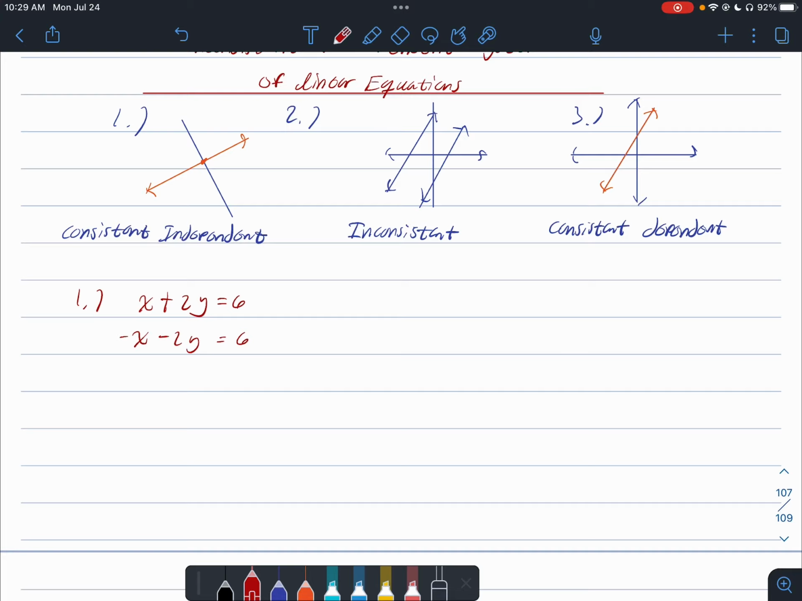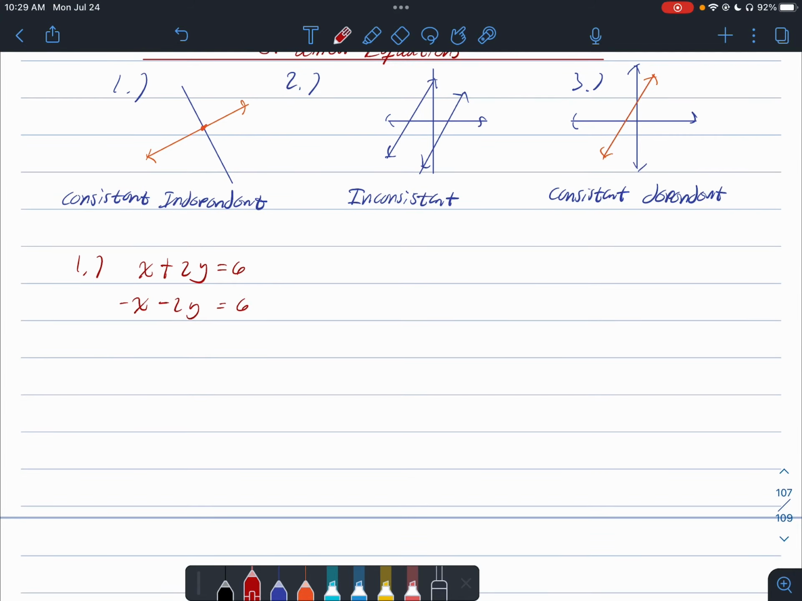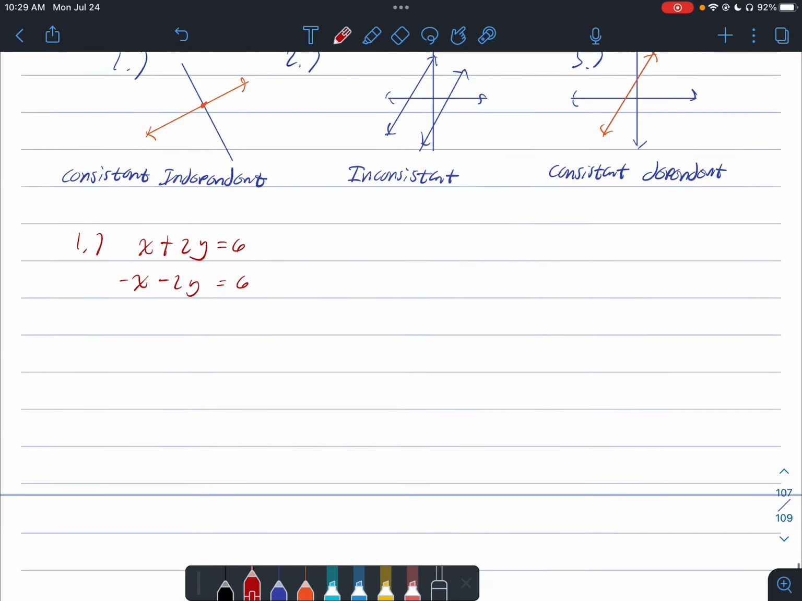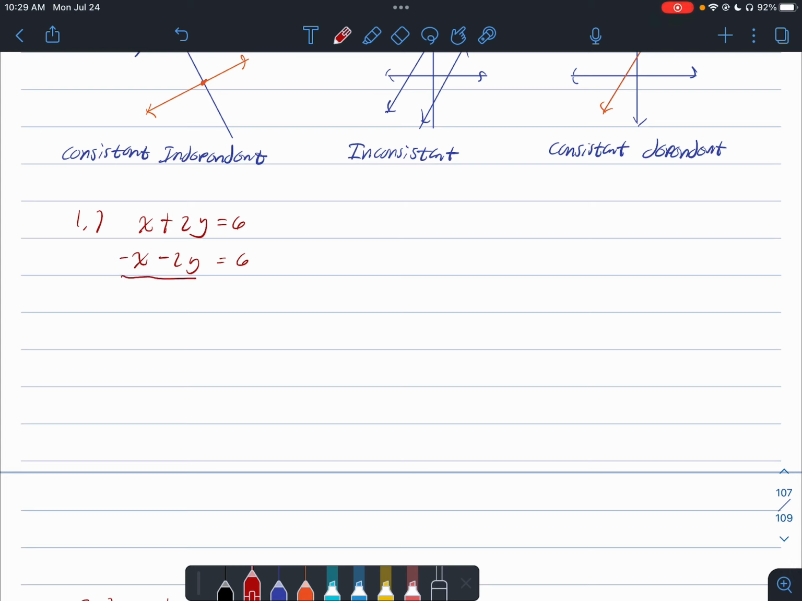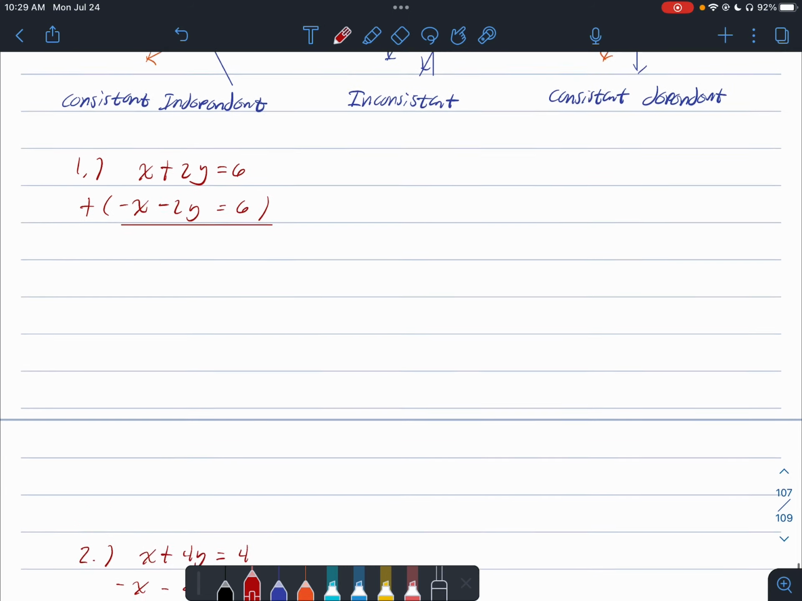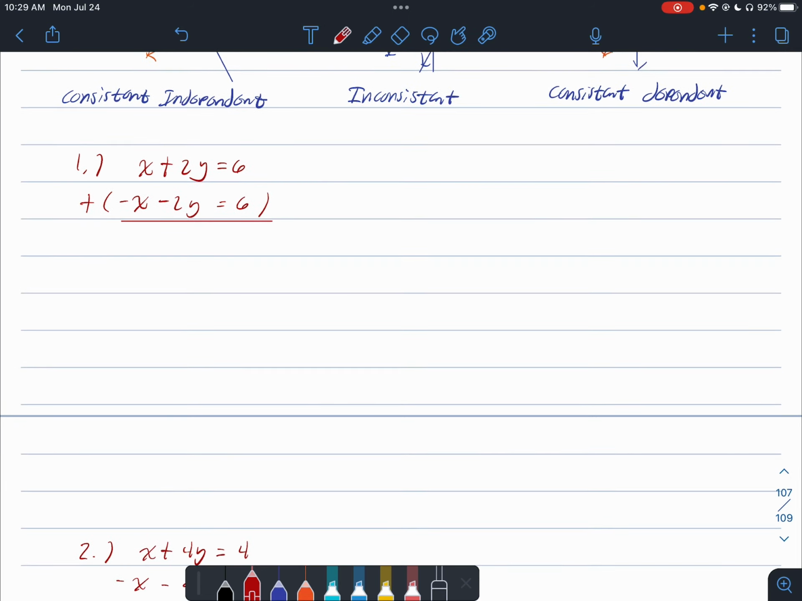So this first one, we have x plus 2y equals 6, and we have negative x minus 2y equals 6 as well. This is a really good candidate for just basic addition, because we have this x and the negative x. So let's go ahead and add them. x plus negative x is 0. Then we have 2y plus negative 2y, that's also 0. And then we have 6 plus 6, which is 12. So we end up with 0 equals 12.